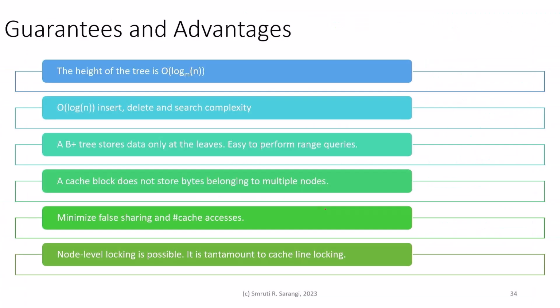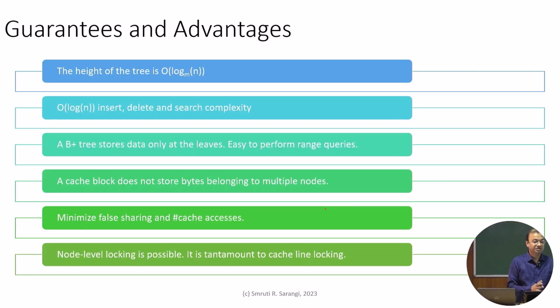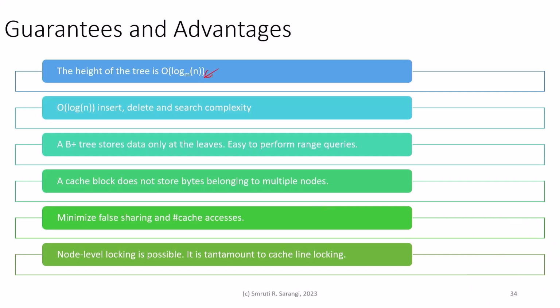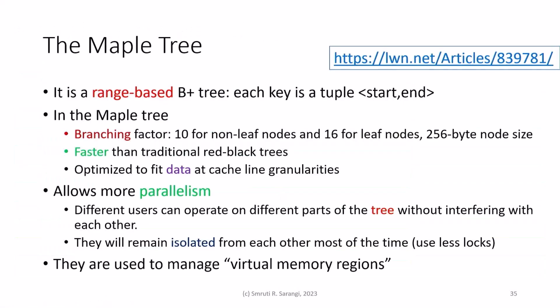So let us look at this slide again that talks about the advantages and disadvantages of the B and B plus tree design. So the height is order log n to the base m. The search, insert, delete complexities are order of log n. And the B plus tree stores data at the leaves, that we know. And you minimize false sharing and node locking is possible. So we have just seen all of that.